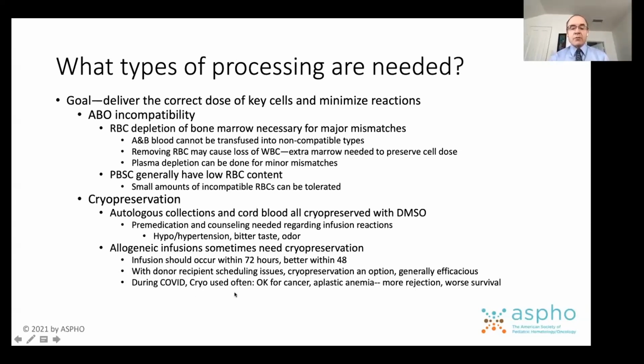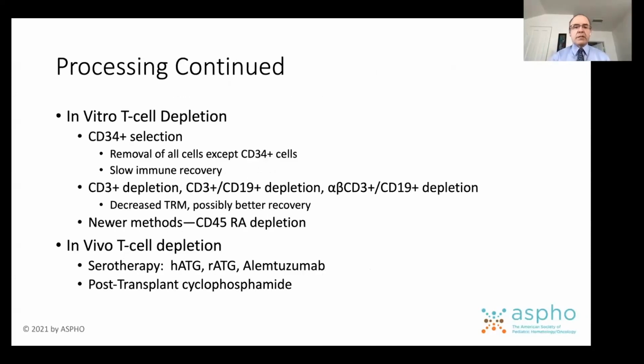During COVID, we've had to use cryopreservation often. Now, this has been shown to be okay, and it allows us flexibility with our donors to make sure they're not COVID infected. But it can lead to increased rejection in the case of aplastic anemia. So, okay for cancer right now. Be careful about it for aplastic anemia and maybe other non-malignant conditions.